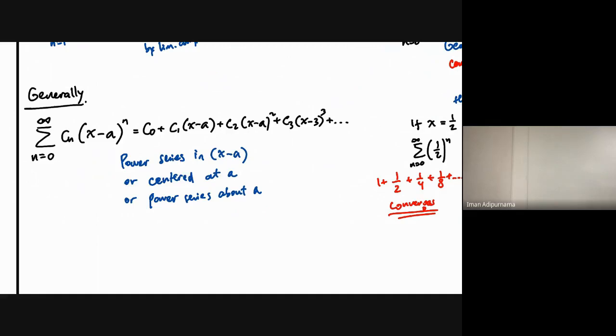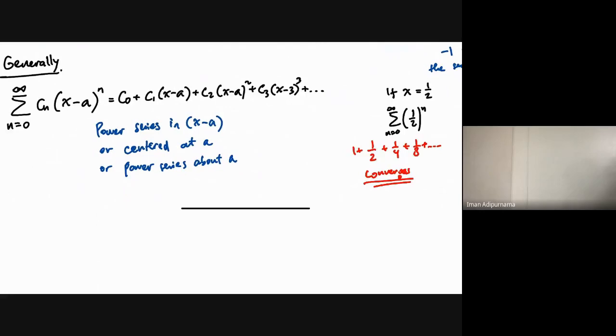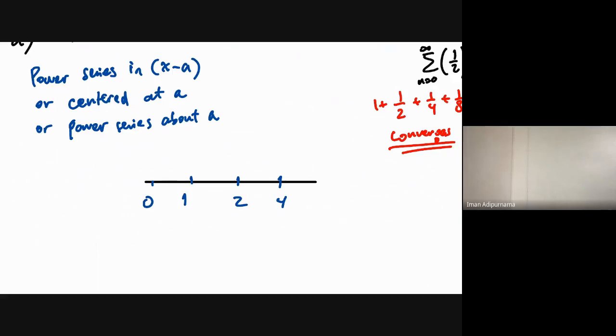So we'll have the radius, like a circle. So if you have a number line, maybe this is 1, maybe this is 4, this is 2, this is 0. So maybe around here, that's the interval of convergence, maybe. Okay. So that's how you see the x minus a.